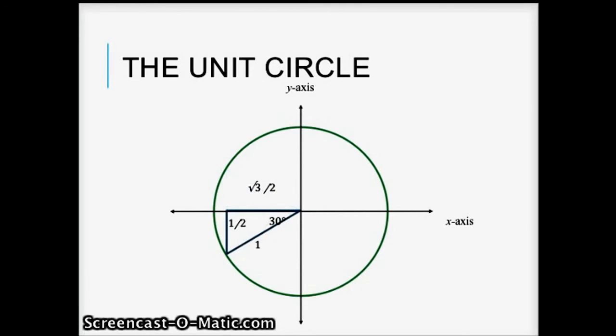We can use a similar technique to find the sine and cosine values for a 210 degree angle. Since the x and y coordinates are both negative, we have cosine of 210 is negative root 3 over 2. Sine is negative 1 over 2. And tangent is a negative divided by a negative, which makes it positive root 3 over 3.